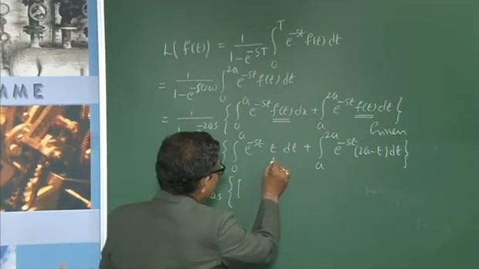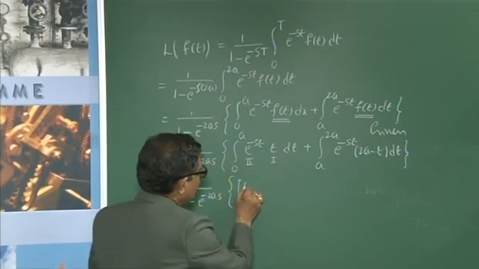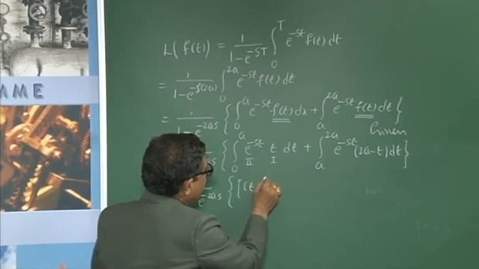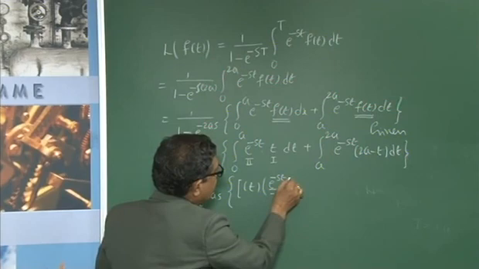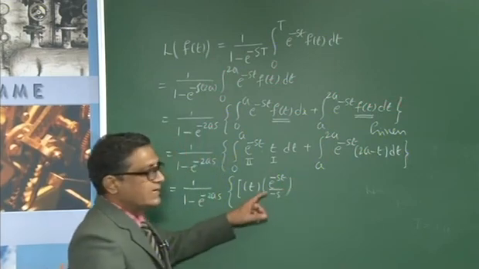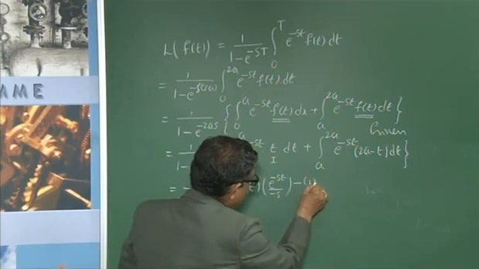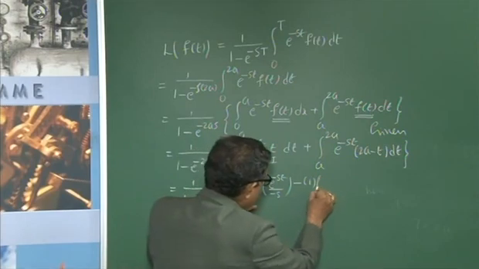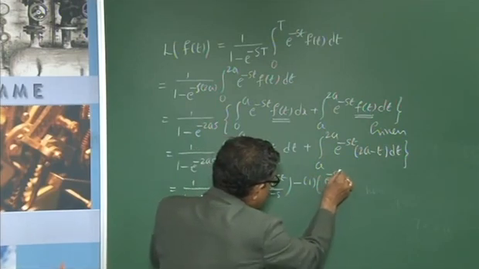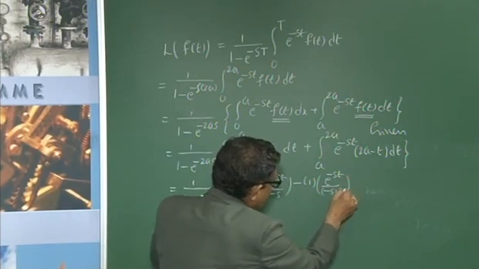First function is t, second function is e raised to minus st. First function as it is, integration of second function e raised to minus st, integration e raised to minus st by minus s, minus differentiation of first function t, differentiation is 1, again integration of second function e raised to minus st by minus s whole square.